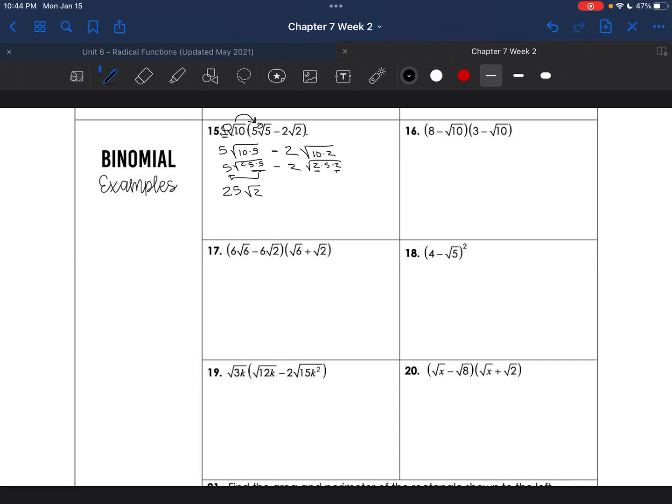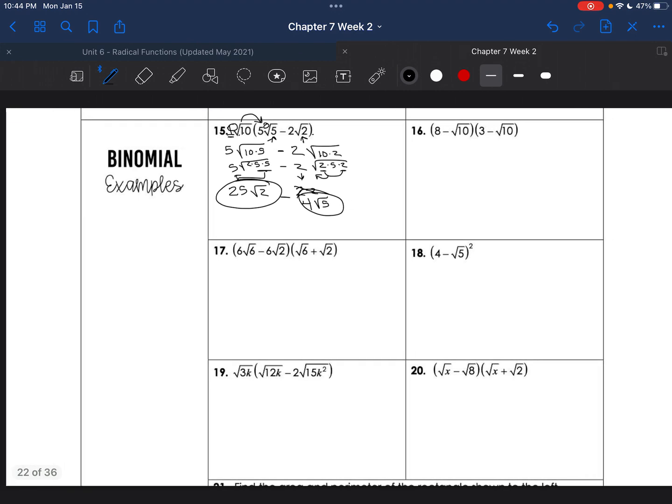Now here I need 2. I've got 2 2's. They come out as a 2. This first 2 stays. He gets multiplied by the new 2, and I end up with 4 square roots of 5. So it comes out with different radicands than what we started with in the first place. The first one started with a square root of 5, and that term ended up with a square root of 2. The second one started with a square root of 2, and he ended up with a square root of 5. But 25 square roots of 2 minus 4 square roots of 5 is a completely acceptable answer for that.